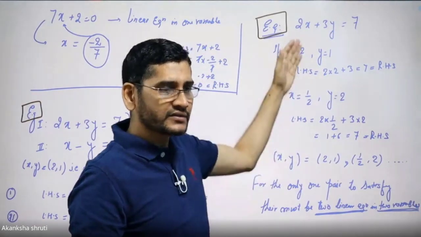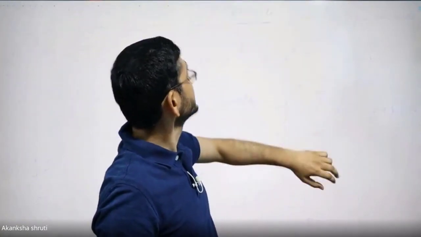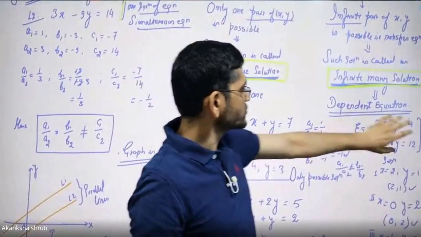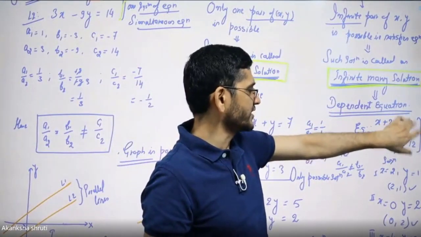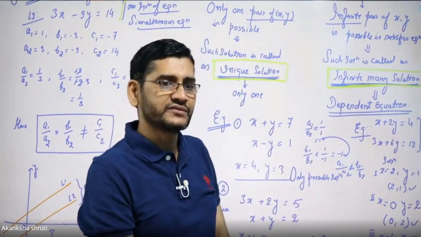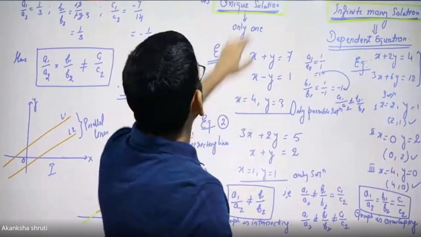That's why this third situation is called dependent equations. It means these two are not different equations, rather one is depending on the other, or one is derived from the other. It's that simple. Okay, students? So let us summarize it in a new fashion.